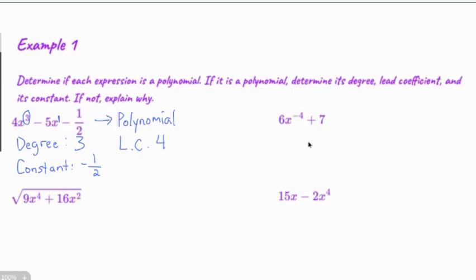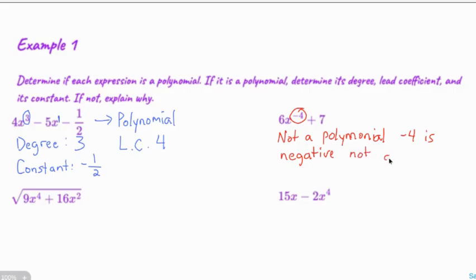All right, for the next one. This is not a polynomial. Why not? Remember, we want whole numbers or non-negative integers only. We have the negative 4. Negative 4 is not a whole number.